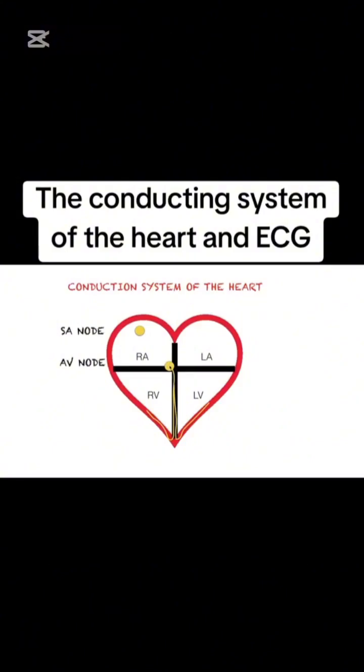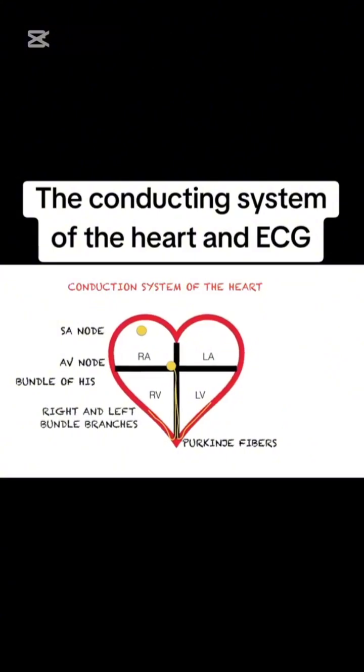So from the AV node, it goes to the single structure right here called the bundle of His, and from the bundle of His, the cells will continue and will bifurcate into two separate cells, one to the left and one to the right, and these will now be called the left and right bundle branches. And from the bundle branches, they will extend within the apex of the heart. They will be called the Purkinje fibers. So again, the conduction system of the heart begins at the SA node, goes to the AV node, next is the bundle of His, the right and the left bundle branches, and then eventually the Purkinje fibers.